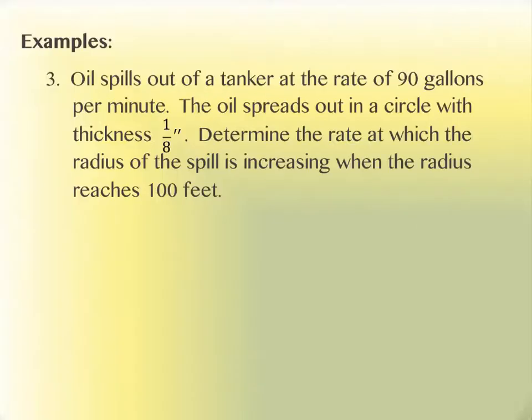Okay, the last one. The last one has a couple of interesting things involved, and is definitely the most complicated one, which is why I'm putting it last. Oil spills out of a tanker at a rate of 900 gallons per minute. The oil spreads out in a circle. The circle has a thickness of 1/8 inch. Determine the rate at which the radius of the spill is increasing when the radius reaches 100 feet.